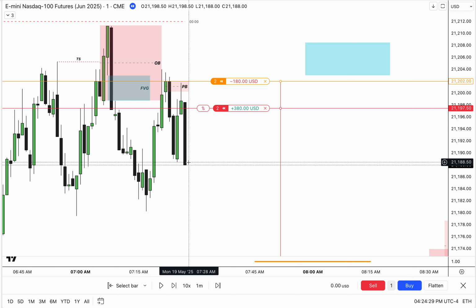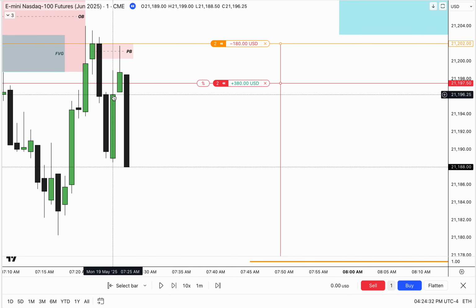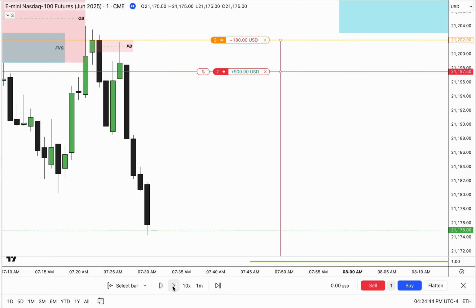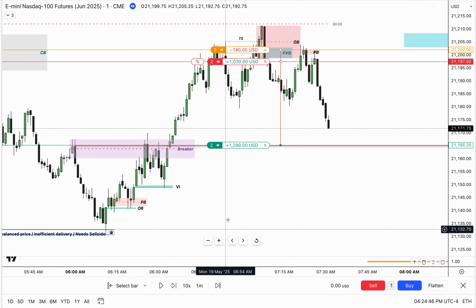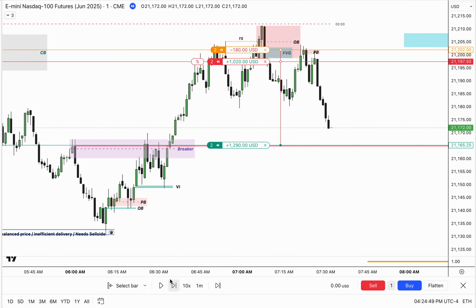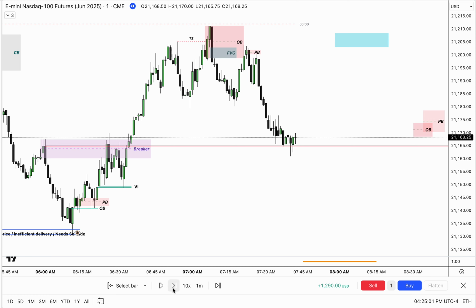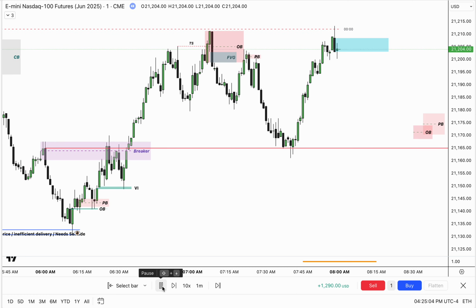This displacement, leaving this order block, okay, leaving a fair value gap likely. Anything back up in there would be another add, but we just run. Okay, we just run lower. Run lower, fill the volume imbalance. Okay. Let's see what else we can find here.